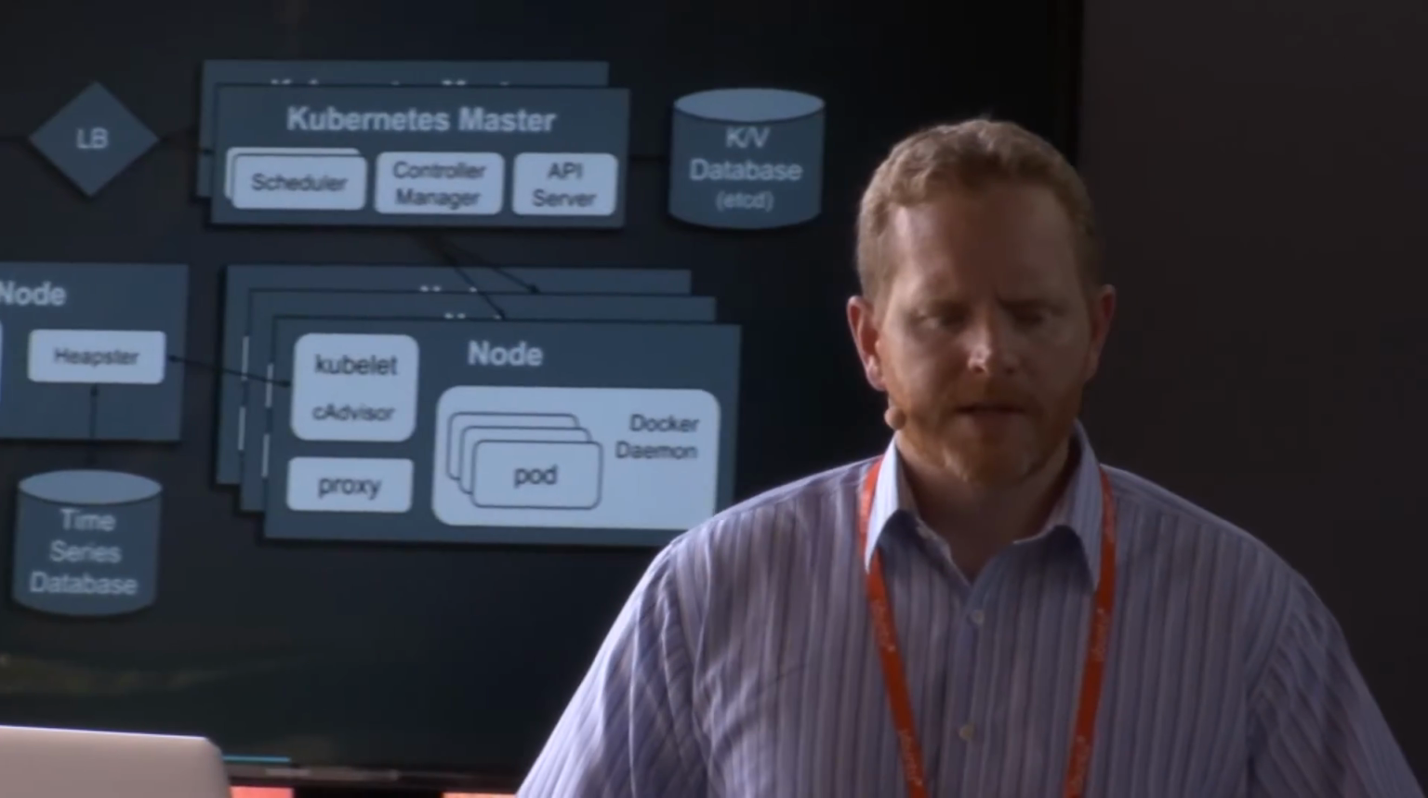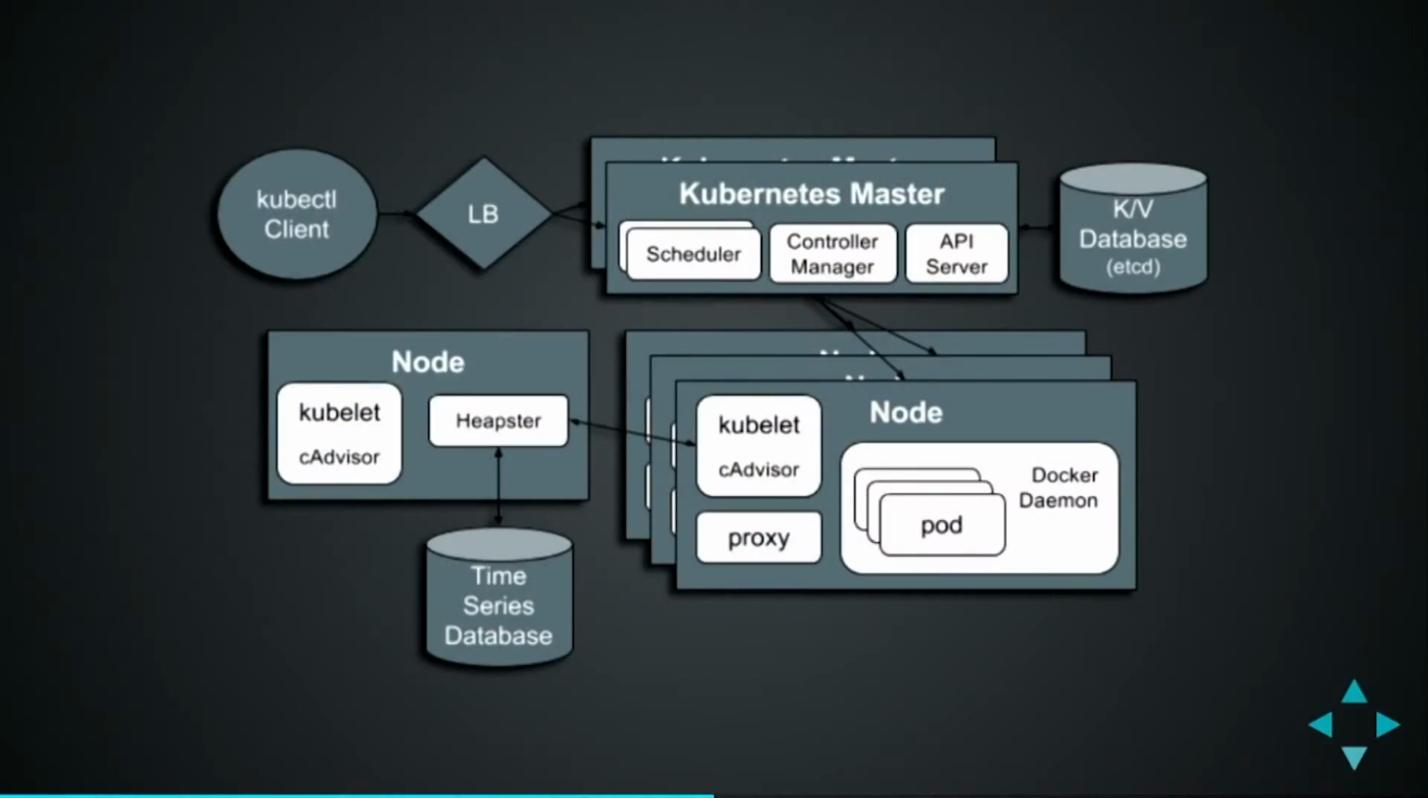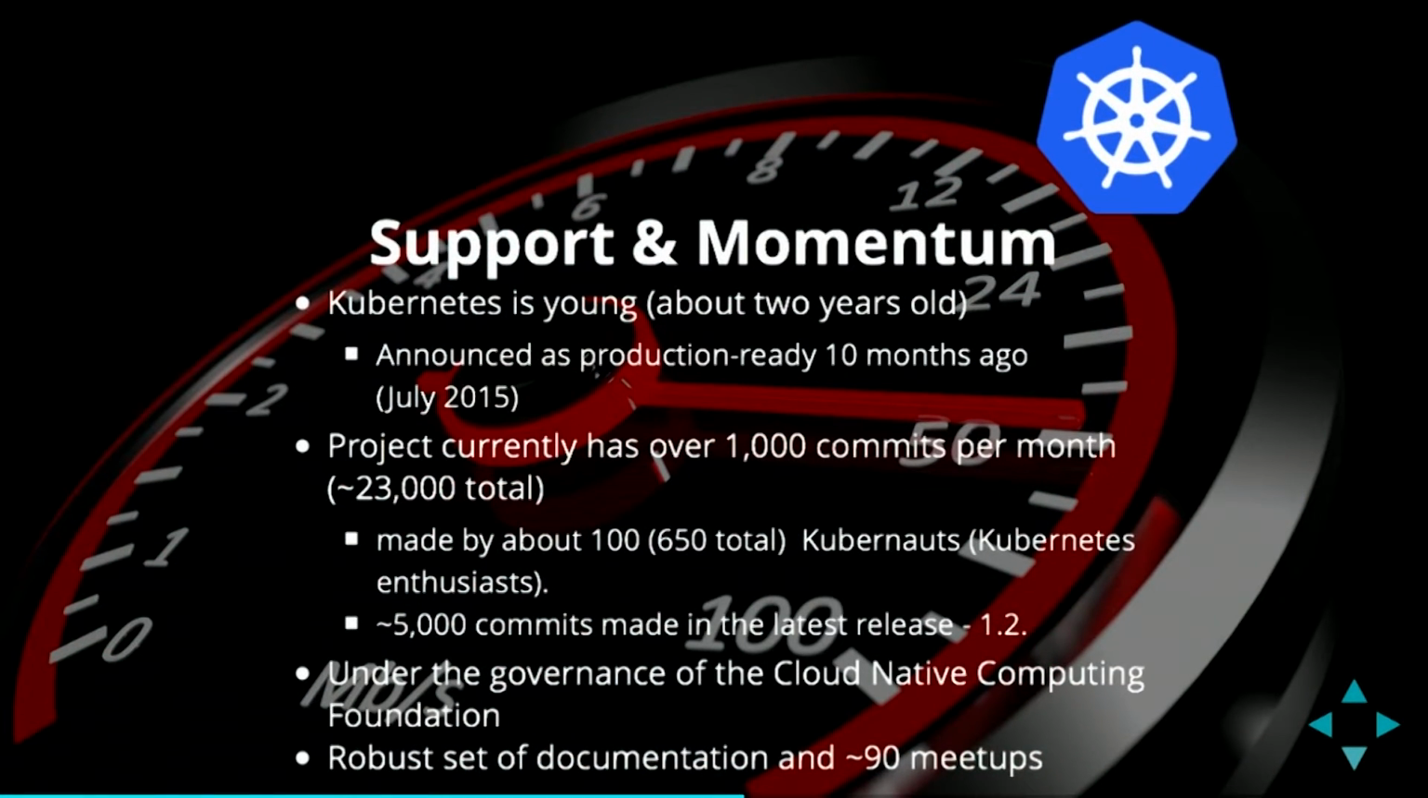This is a quick look at Kubernetes architecture, a little more complex than what we'd looked at before. You're seeing some of the same concepts between the master and nodes and some of the software that you'll see there. You're also seeing some new things around load balancing being more of a first-class capability. Also, what software is being used to monitor the resource consumption of the cluster itself. And so we're going to talk about what those are. When we talk about support and momentum, Kubernetes as a project is a little over 2 years old. It was announced production ready about 10 months ago.